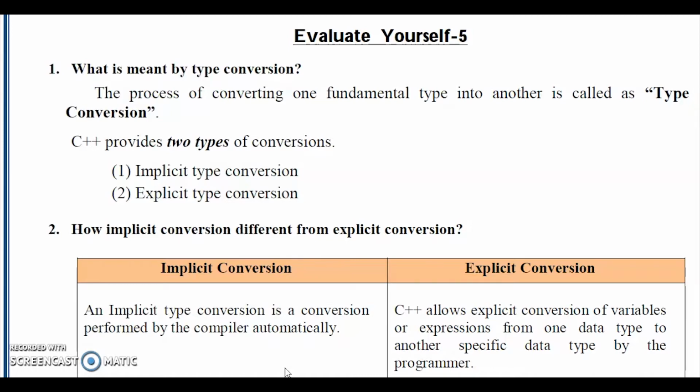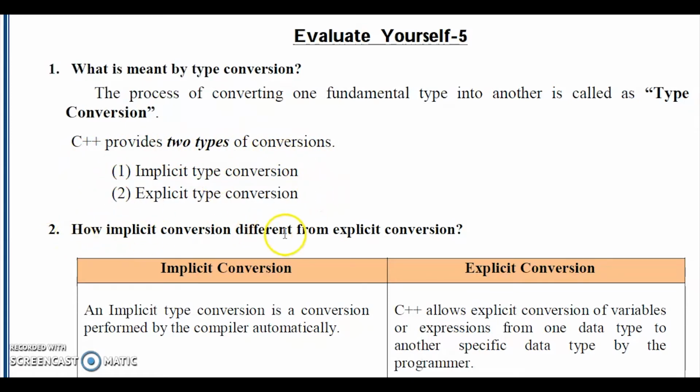Now we are going to see the evaluation part of the last part we have seen, and then we are going to see the book back exercise. Okay, so evaluate yourself by this. What is meant by type conversion? The process of converting one fundamental type into another is called type conversion. What are all the fundamental data types you know? Converting them is called type conversion. C++ provides 2 types of conversion, implicit type conversion and explicit type conversion.